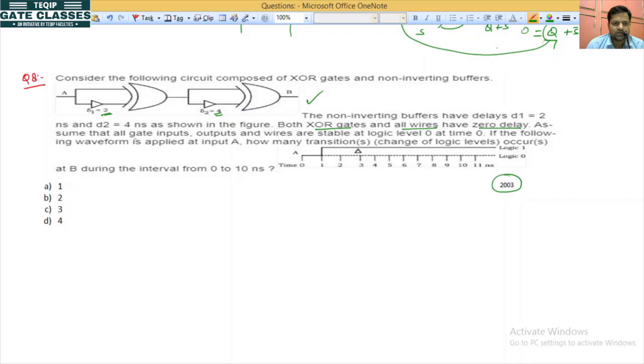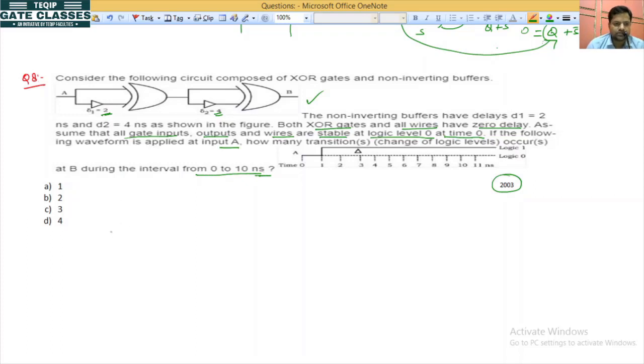So assume that all gates, inputs, outputs, wires are stable at logic 0 at time 0. If the following waveform is applied at input A, how many transitions occur at B during the interval 0 to 10 nanoseconds? Transition means how many times in the graph a transition happens, it can fluctuate 0 to 1, 1 to 0, 0 to 1, 1 to 0. How many times is it done? Okay.